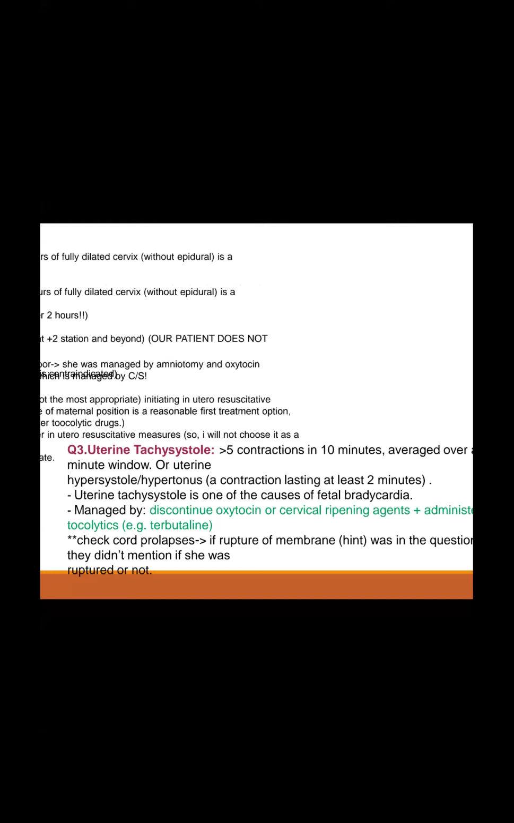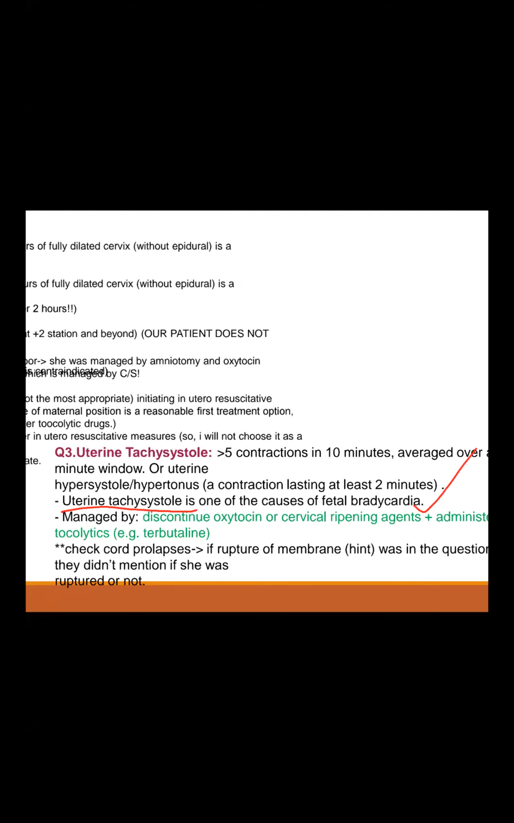So uterine tachysystole is one of the causes of fetal bradycardia. Tachysystole is managed by discontinuing oxytocin, cervical examination, and administering the tocolytic terbutaline. We have to check even for cord prolapse or rupture of the membrane. Uterine tachysystole means more than 5 contractions in 10 minutes, averaged over a 30-minute window. We have to remember that it can also cause bradycardia, so we give a tocolytic agent.